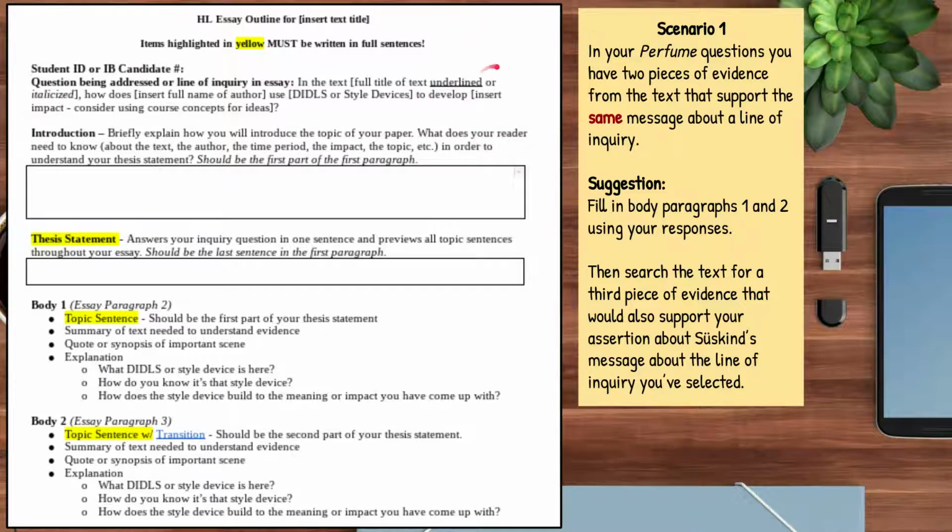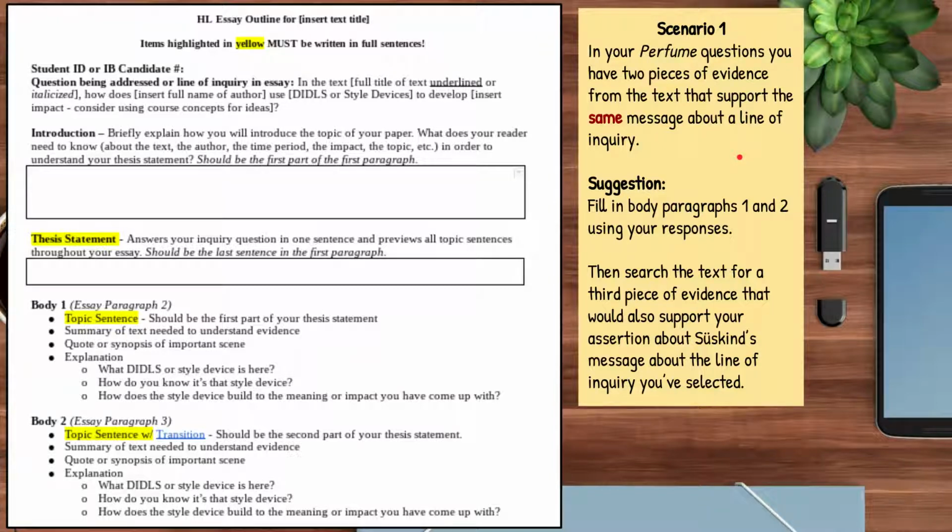All right, so let's talk about different scenarios. You're probably going to fall under one of two scenarios. The first scenario is that in your Perfume questions, you have two pieces of evidence from the text that support the same message about a line of inquiry. You read chapters 1 to 25 and found your two bullet points, let's say about identity and communication. Then you read the second half of the book and also found a message about identity and communication. That's great. In this scenario, you're going to need to pick one of those to focus on.